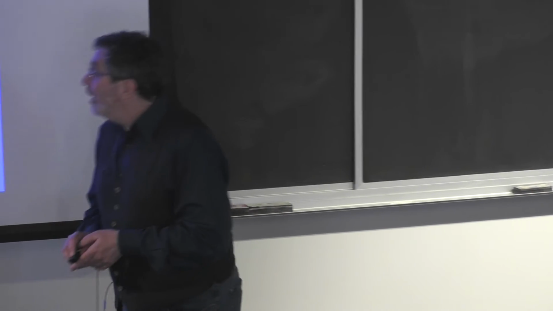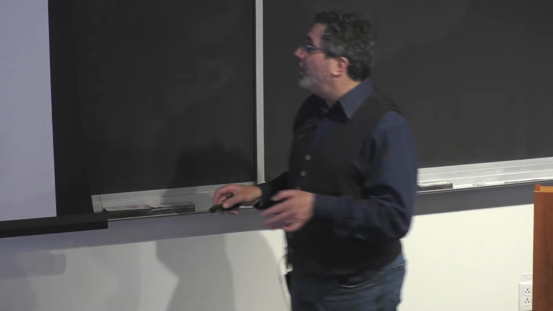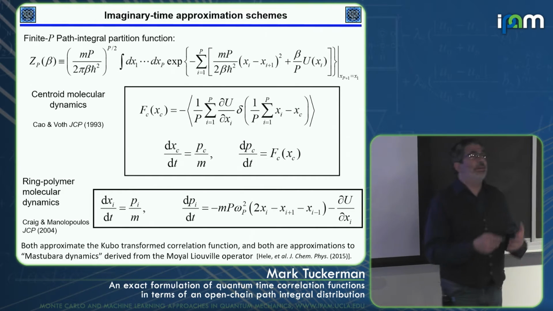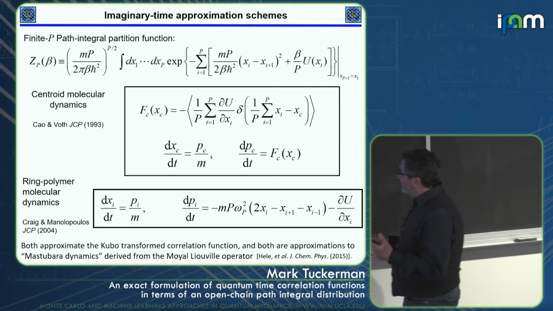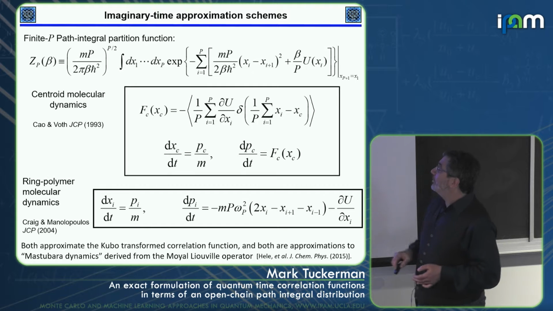because propagators are gone. Now there was some very nice work from Stuart Althorpe in recent years where they derived a formally exact complex dynamics that they call Matsubara dynamics, and you can show in fairly complicated ways where these two approximation schemes come from.